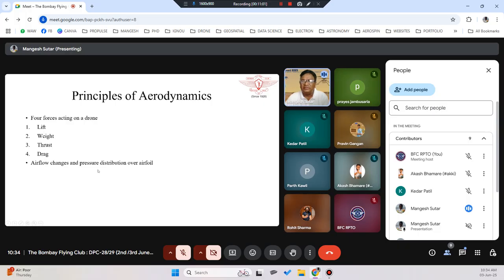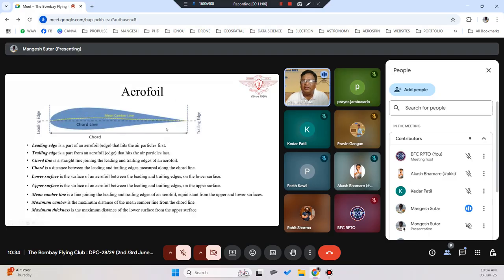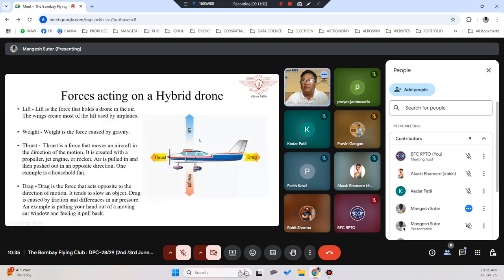So airflow changes and pressure distribution over the airfoil. Similar to our fixed wing, since it's a fixed wing structure only, airfoil functionality will work over here. Leading edge, trailing edge, chord line, and camber line are introduced here. The camber line adjoins the leading and trailing edge of the airfoil, equidistant from the upper surface. If you see the yellow line, it is equidistant at any given point on the airfoil from the upper surface to the lower surface.